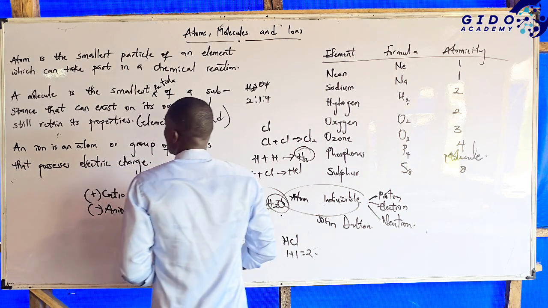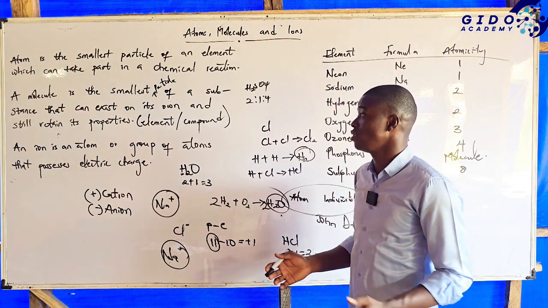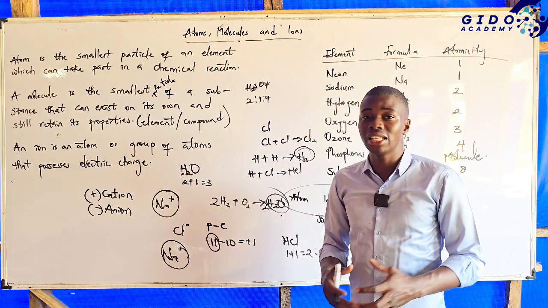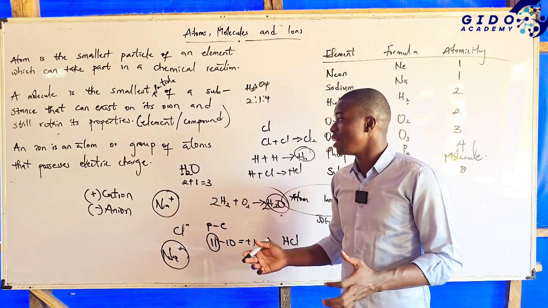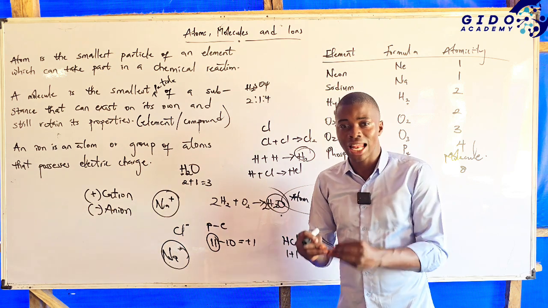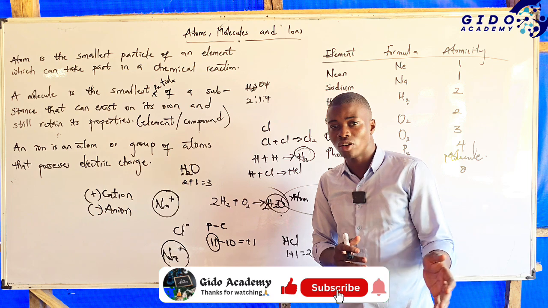So the atomicity of the element simply means the number of atoms that is present in that particular what? Element. Don't forget, an atom is the smallest particle of an element which can take part in a chemical reaction. A molecule is the smallest particle of a substance that can exist on its own and still retain its property. It can be an element or a compound. And an ion is an atom or group of atoms that possess electric charge, which can be positively charged or negatively charged, which we call the cation and anion.